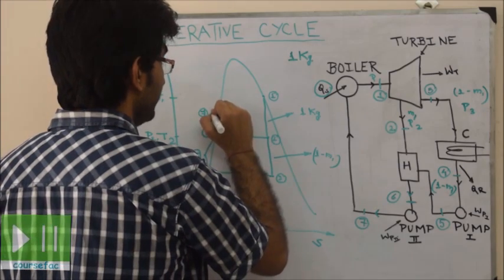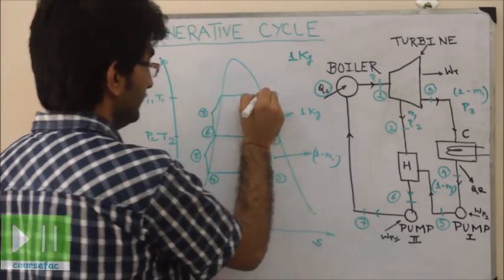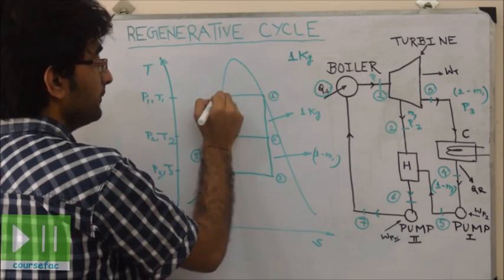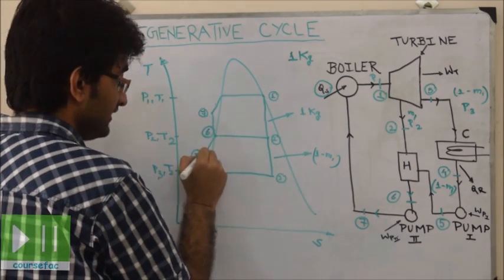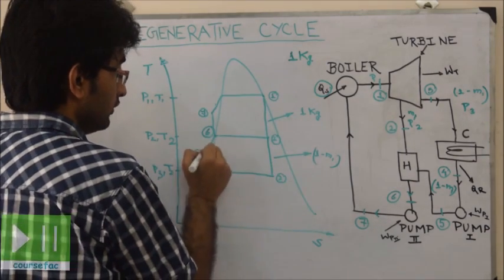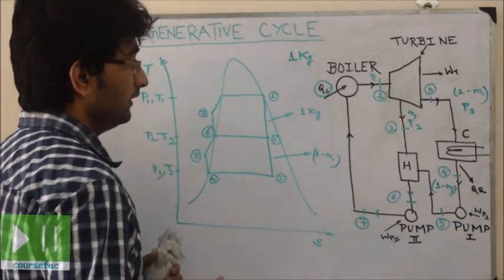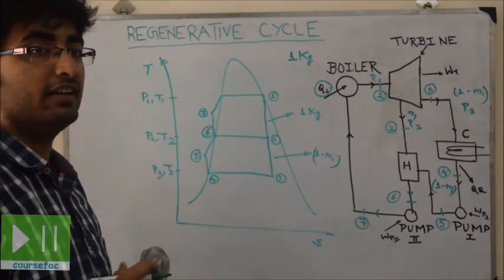So now the line will be like this. Again, it is pumped to a constant pressure of P1. This is isobaric line. This is isobaric line of pressure P2. So it's again pumped back to the boiler. Now we'll be deriving the efficiency.